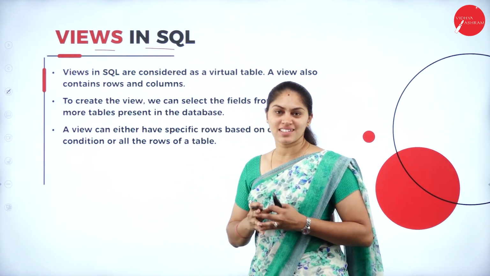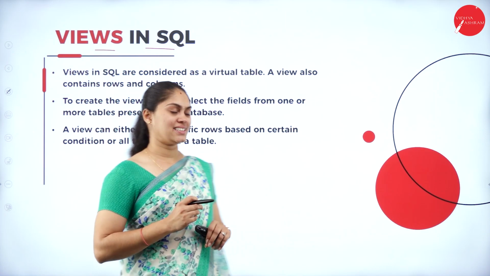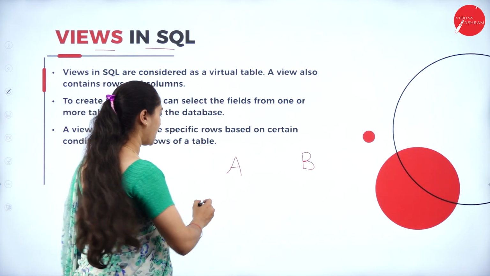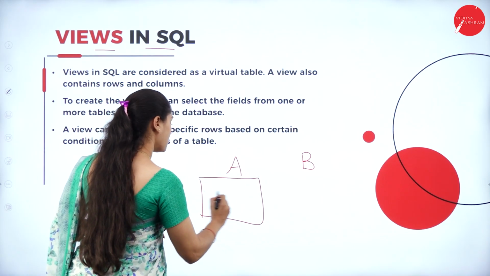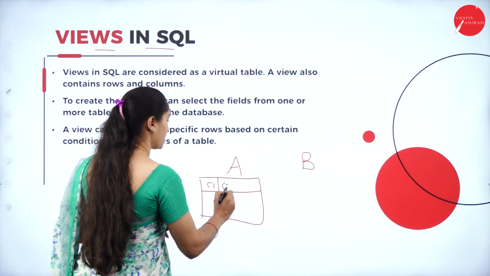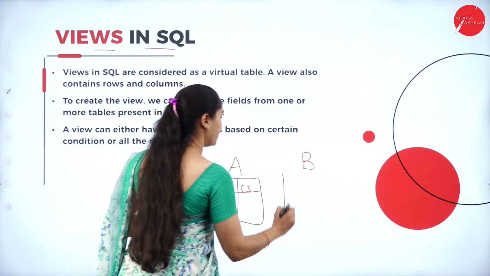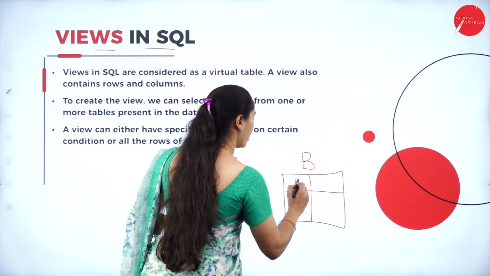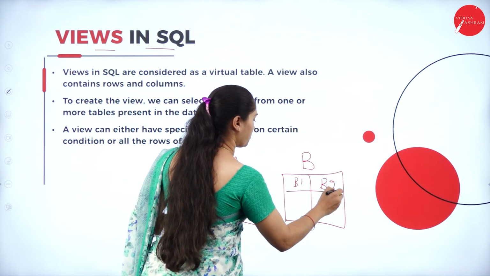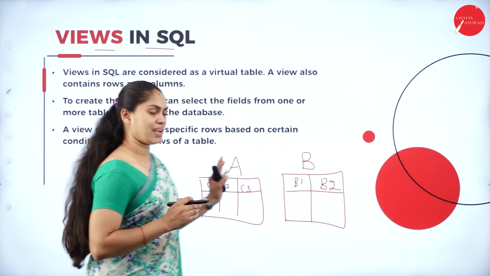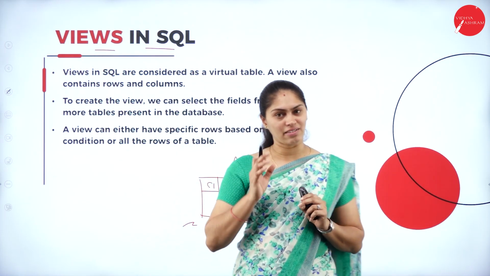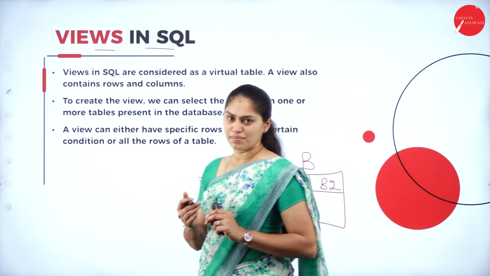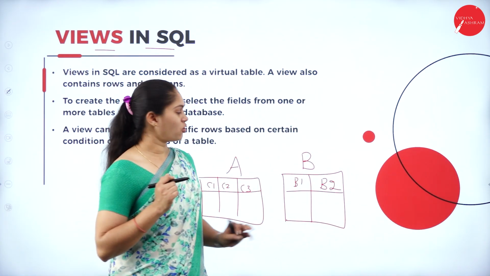Why do we require these views? Just let me give you an example here. Consider I have tables called A and B. In table A, I have 3 columns, namely C1, C2 and C3. And in table B, I have only 2 columns, B1 and B2.